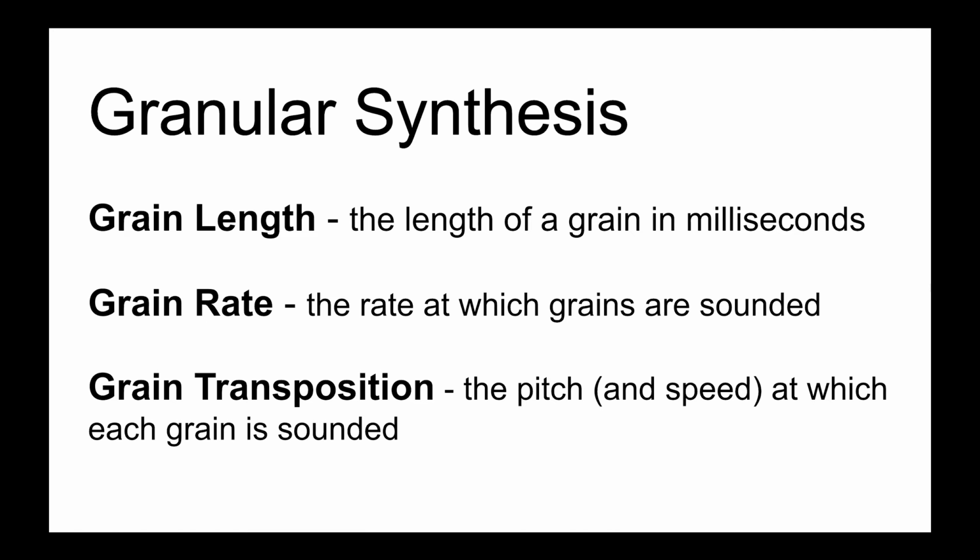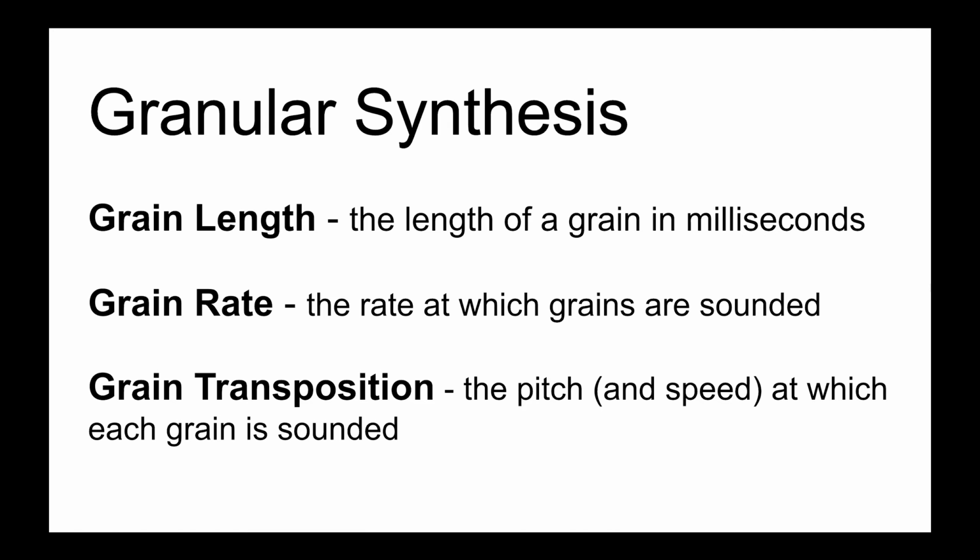To start off with, the most important concepts relating to granular synthesis, and the three most important parameters that you'll be using to make the granulator work, are the grain length, which is the length of the grain in milliseconds, the actual how long the sound lasts; the grain rate, which is the rate at which grains are sounded. So 10 sounds per second, 5 sounds per second, 5,000 sounds per second. These are the possibilities. And then the last one is the grain transposition, which is essentially the pitch of the grain.